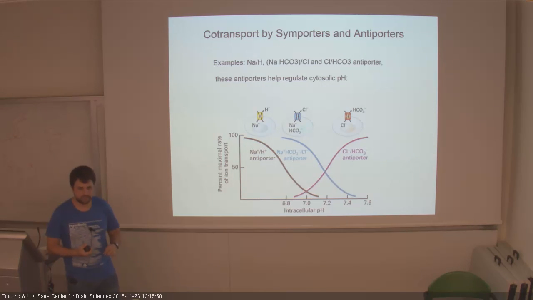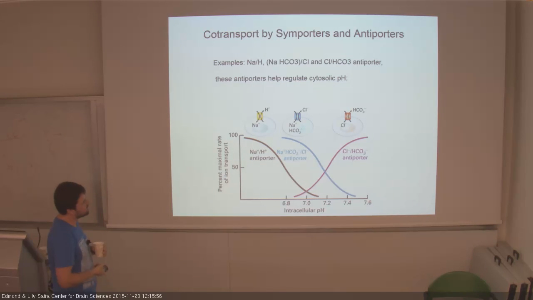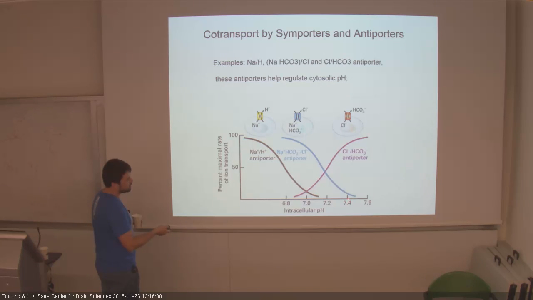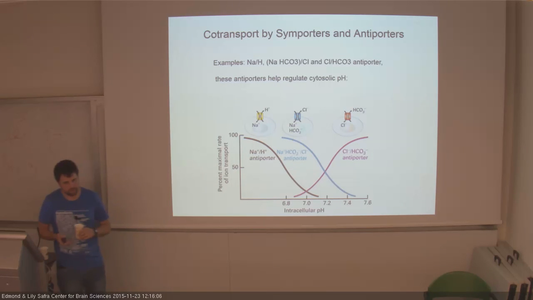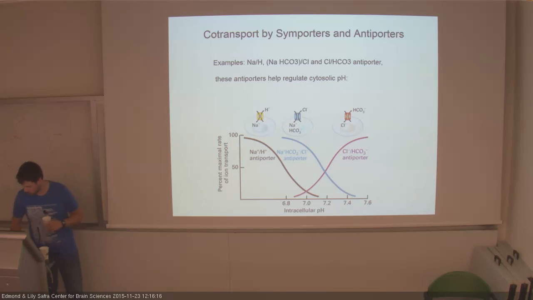Question? Well, it's approximately 7.2. In general, the physiological pH is around this region. You can sometimes have 7.4 or so, but not less than 7, and normally not more than 7.4 or 7.5.